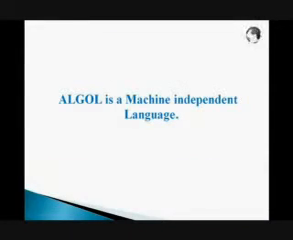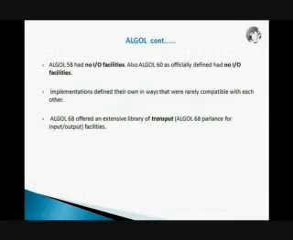Algol is a machine-independent language. Algol 60, as officially defined, has no I/O facilities. Implementations defined their own, and they were rarely compatible with each other. In contrast, Algol 68 offers an extensive library of transput facilities. Since Algol 60 had no I/O facilities, there is no portable program in Algol.